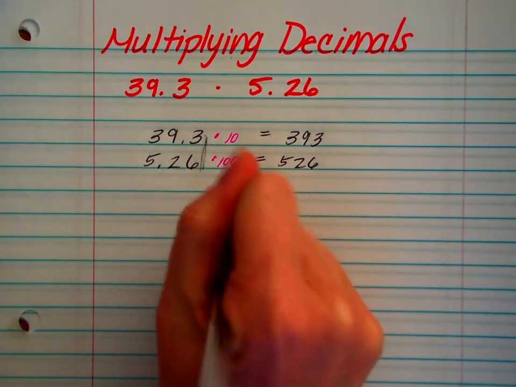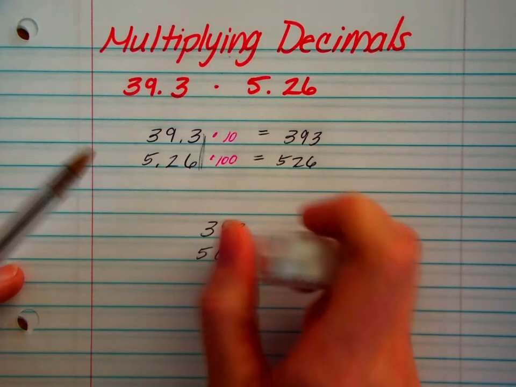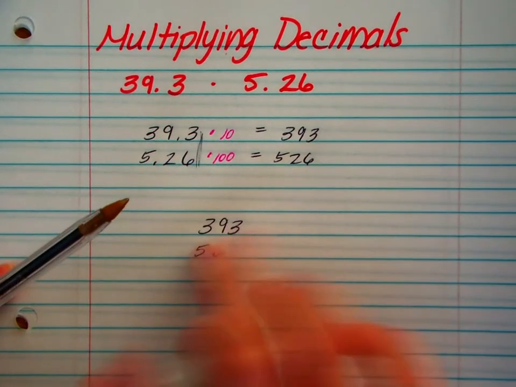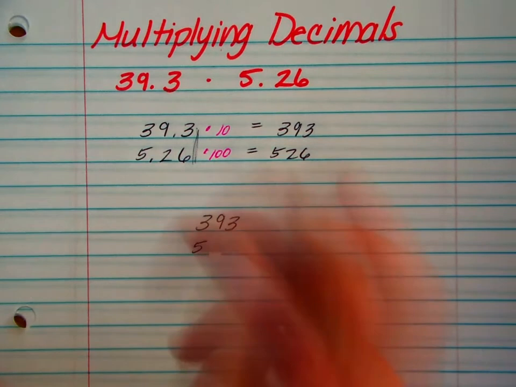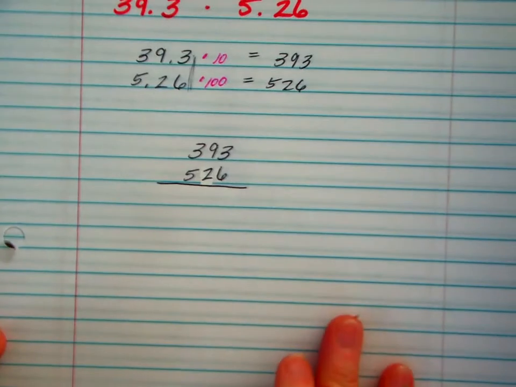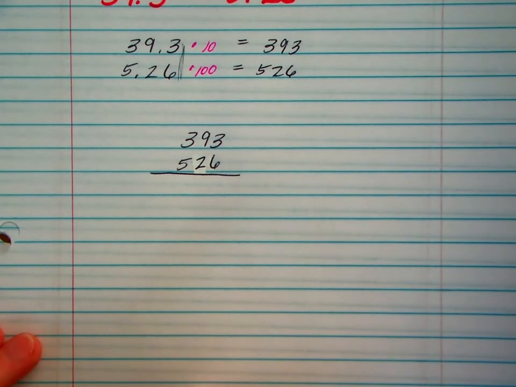If we have 393 times 526, sorry about the typo there, I'm going to accumulate several place values. And that's the first thing we need to talk about, the place values.